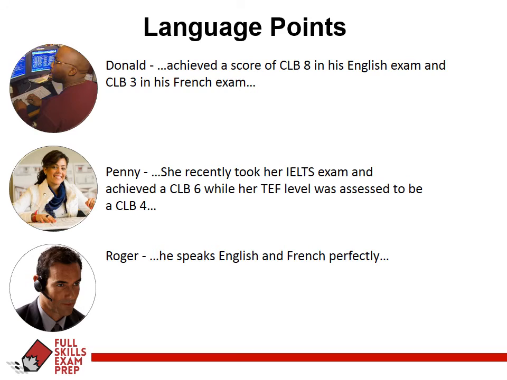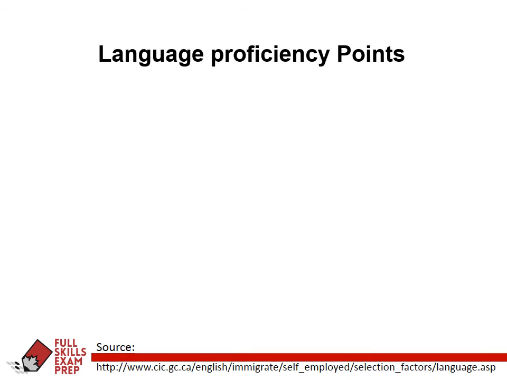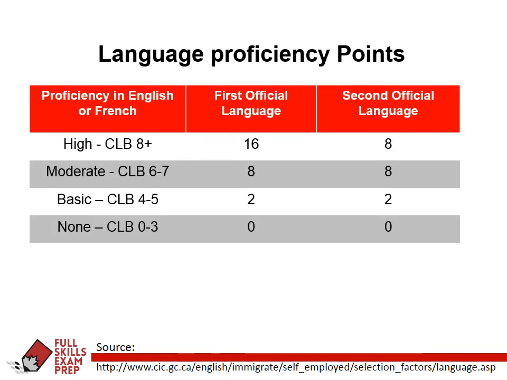When we go back and see how this relates to our self-employed candidates, we can see that we have CLB 8 for Donald in English and CLB 3 in French. For Penny, CLB 6 for English, and CLB 4 for French. And with Roger, they just give us a more general statement. They say he speaks English and French perfectly, though of course he'll need a language exam if he wants to immigrate. So when we take a look at this chart, it's very easy to follow. This is in your test day data book, of course, on page 33.